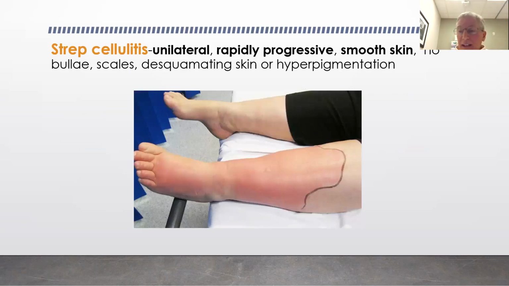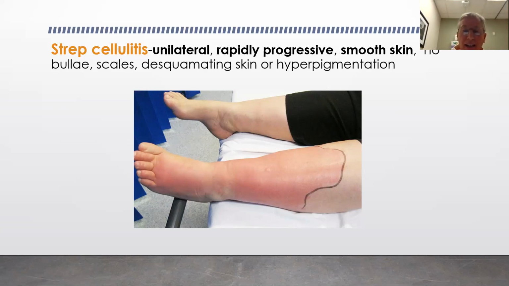These are unequivocal cases. Remember, redness, warmth, swelling of the skin. But what's also classic about cellulitis is that while you get swelling of the leg, if you close your eyes, you cannot feel the edges of the cellulitis. The skin may be swollen and may be tender, but you should not be able to demarcate the edge of the cellulitis. And you have all these findings, but you don't have bullae, you don't have scales, you don't have desquamating skin or hyperpigmentation. So it's redness, warmth, swelling of the skin, often with a rapidly progressive course, fever, chills.